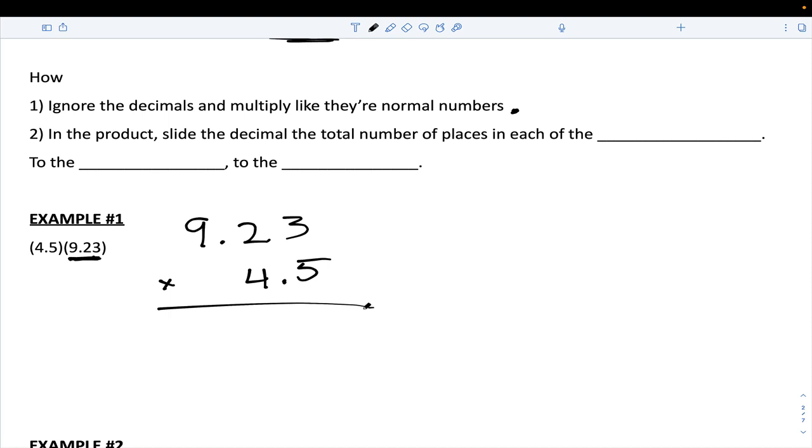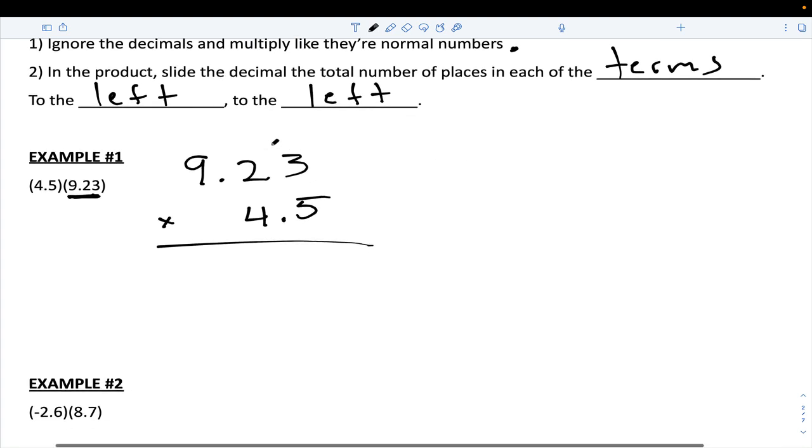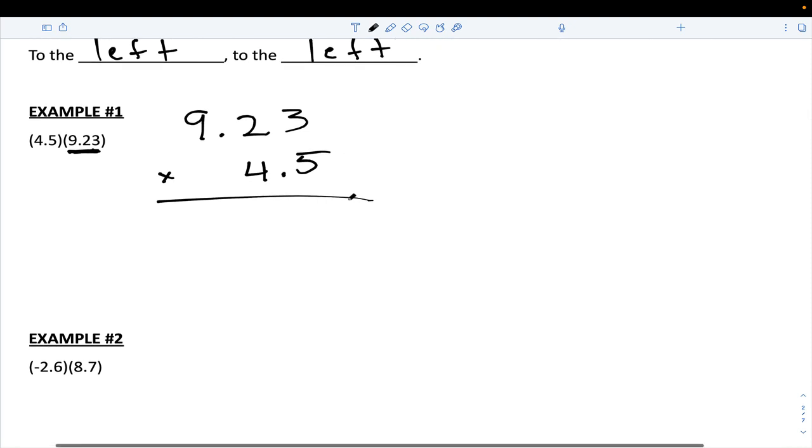At the start, we're going to ignore the decimals and set this up as a 3 by 2 digit multiplication, pretending the decimals aren't there. In the product, once I get the answer, then we start using a jingle, which I'll introduce in a minute. You're going to slide the decimal the total number of places in each of the terms, and you're thinking in your head, to the left, to the left. Few people are maybe having a hunch of what the jingle could be. It is a review from 5th and 6th grade.